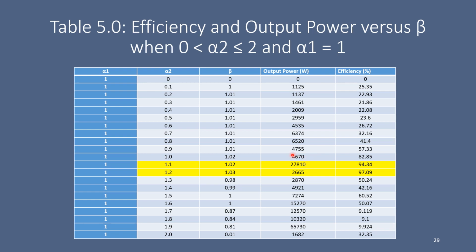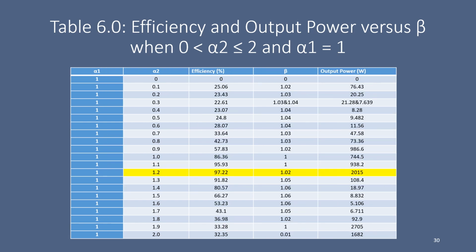In order to obtain the maximum output power, we can choose to have our alpha 1 at 1, alpha 2 at 1.1 and beta at 1.02 to achieve an efficiency of 94.34%. Alternatively, if we want to achieve a maximum efficiency, we can choose to have our beta at 1.02, alpha 2 at 1.2 and alpha 1 at 1 in order to achieve a maximum efficiency of 97.22% for an output power of 2015 watts.